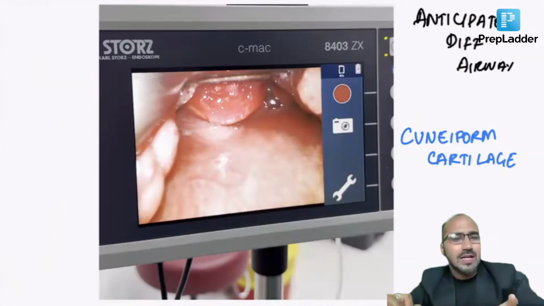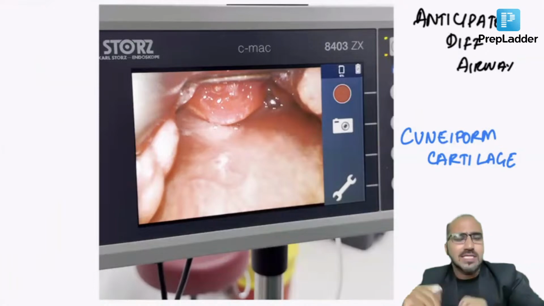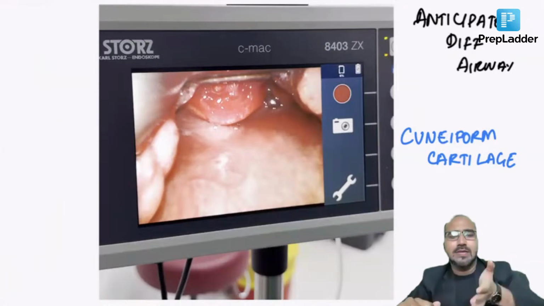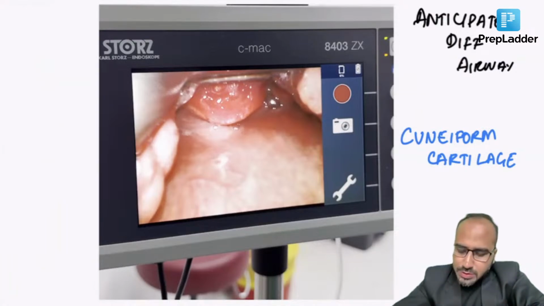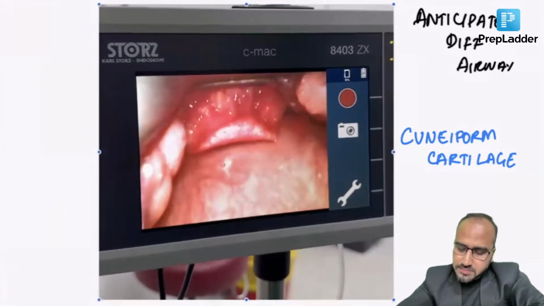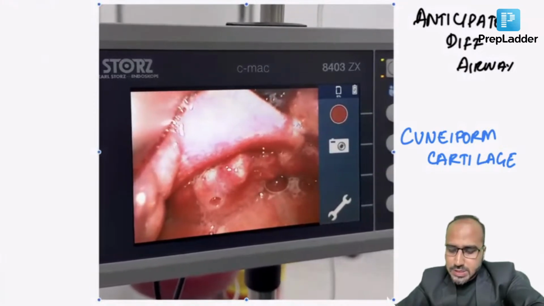I will basically go for a video laryngoscope. In video laryngoscopes, there are many varieties. I will go for a CMAC. CMAC is nothing but a laryngoscope with a camera on the tip. As I introduce the laryngoscope, just look over here. In this patient, I introduced the blade and I saw the epiglottis.